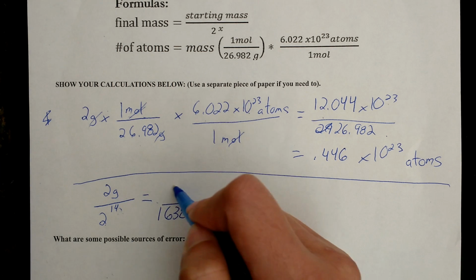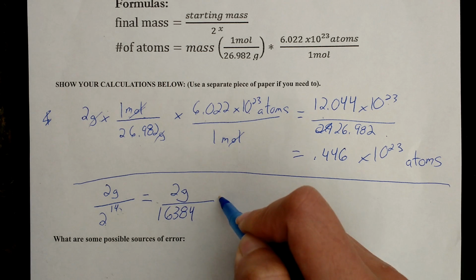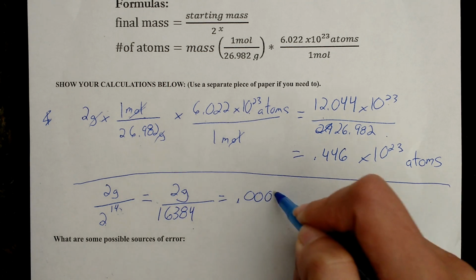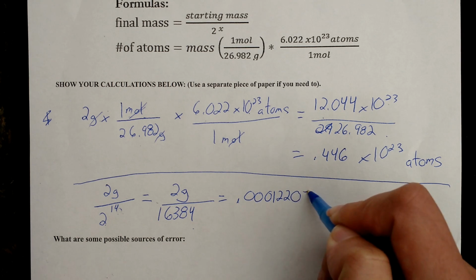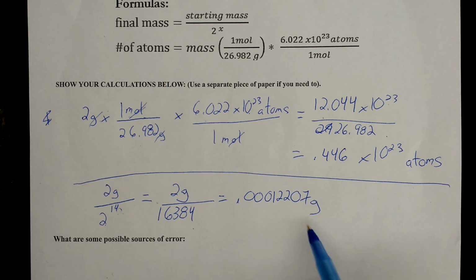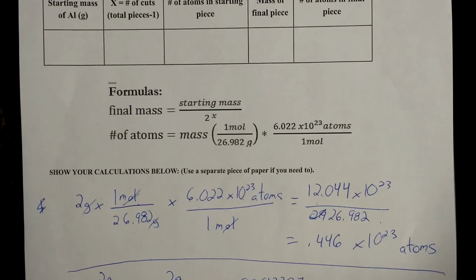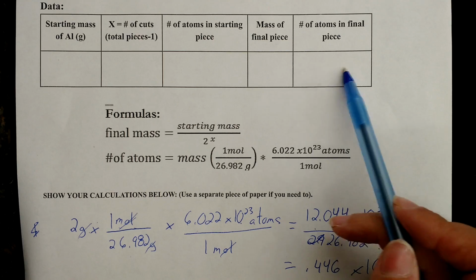So I'm just going to bring this over, 2 grams. So I divide this and I get 0.000122207. So that's the final mass, and then you have to take this and plug this into the equation once again, and that's going to give you the number of atoms in the final piece.